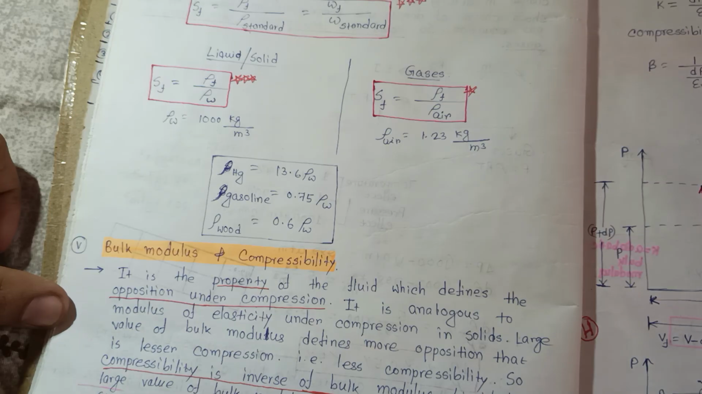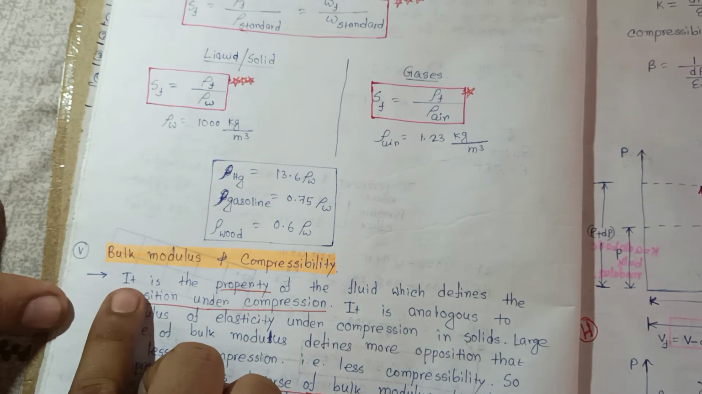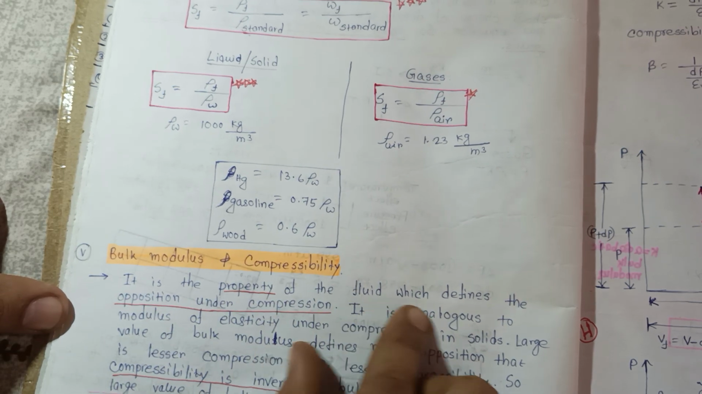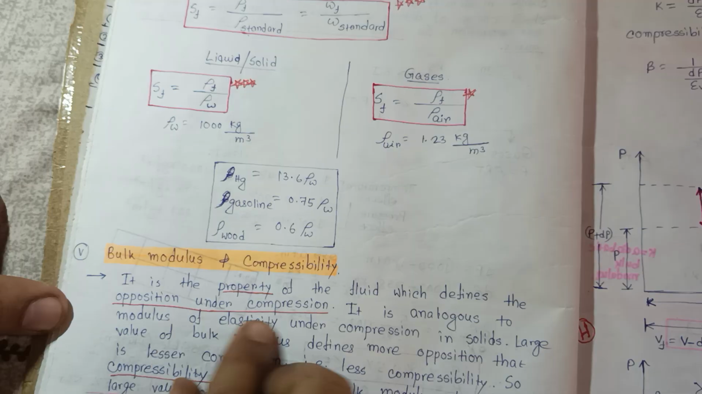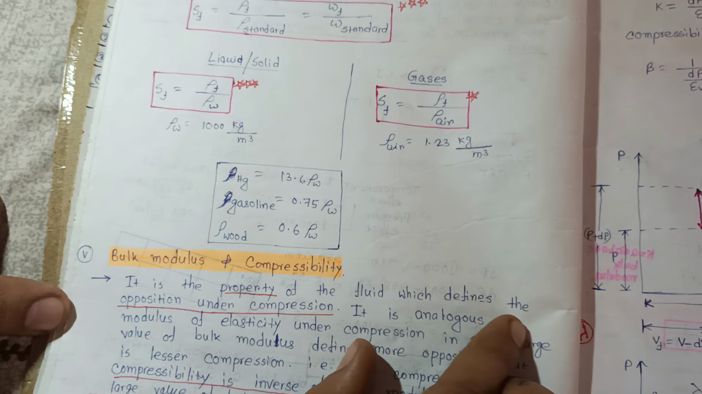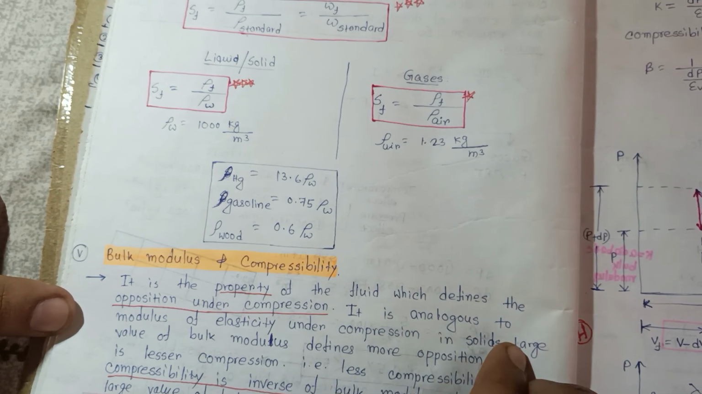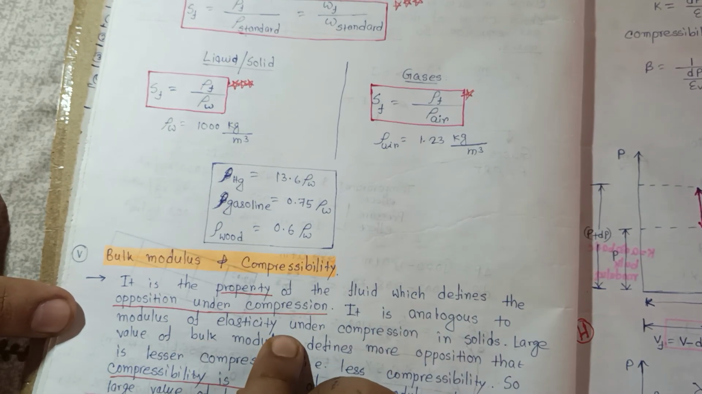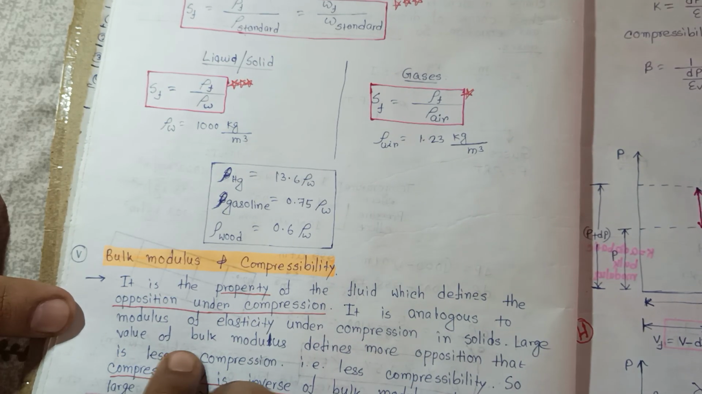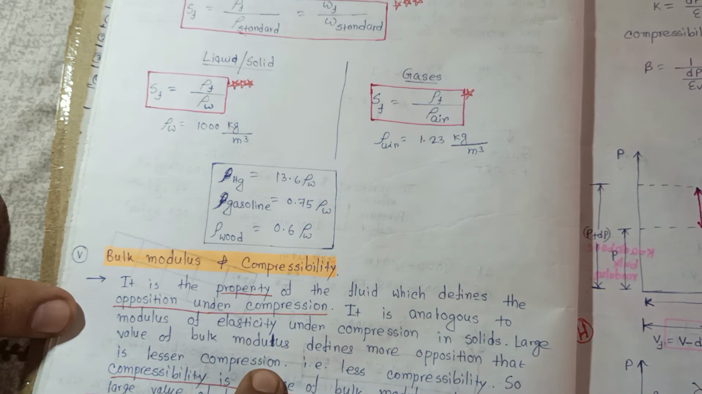Now the last property is the bulk modulus and compressibility. So what is bulk modulus? It is the property of the fluid which defines the opposition under compression. So this is very, very important. It is analogous to modulus of elasticity under compression in solid. A large value of bulk modulus defines more opposition, that is less compression.